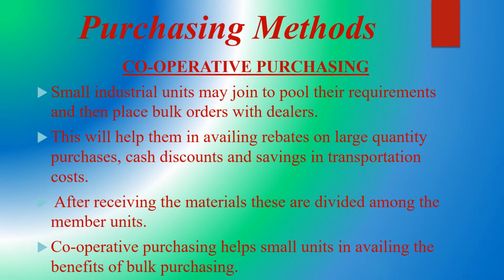Now we are going to see about cooperative purchasing. Small industrial units may join to pool their requirements and then place bulk orders with dealers. This will help them in availing rebates on large quantity purchases, cash discounts and savings in transportation cost also. After receiving the materials, these are divided among the member units. Cooperative purchasing helps small units in availing the benefits of bulk purchasing.